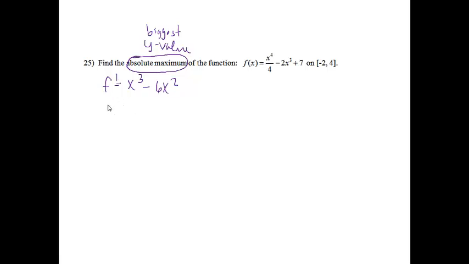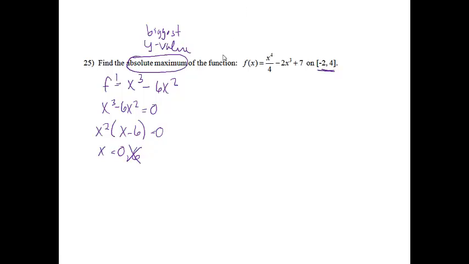I next would like to find the critical numbers, so if I set the first derivative equal to 0, I think I will factor out an x squared, which would give me x minus 6. So my two critical numbers will be 0 and 6. And if I look at my interval, it goes from negative 2 to 4. 6 is not on the interval, so I do not even need to consider that.